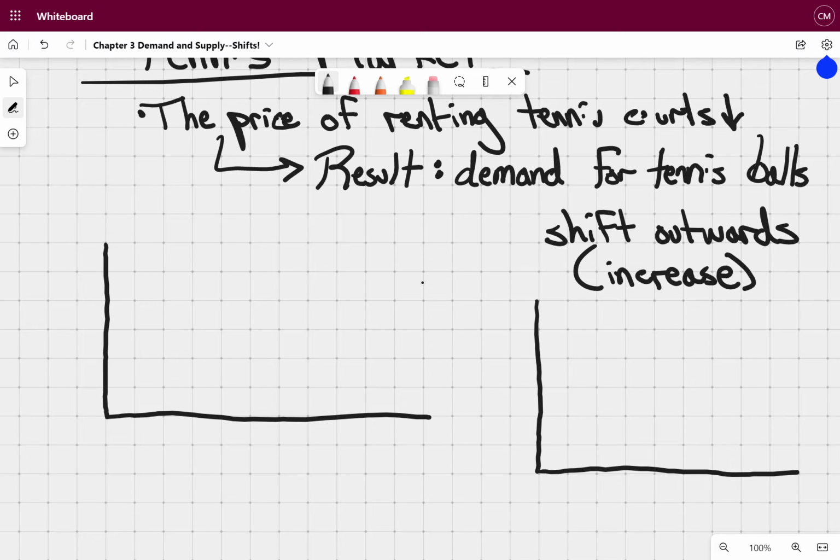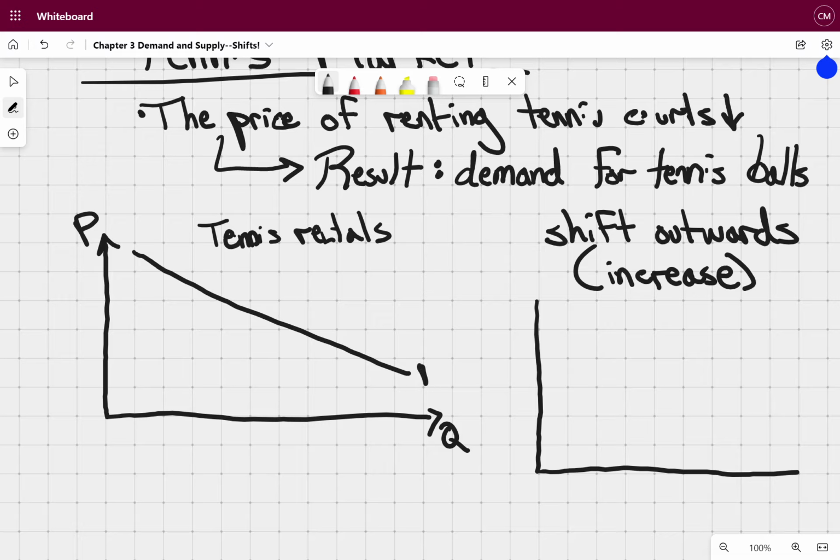So the first one we're going to have as tennis court rentals. Again, we've got our price, we've got our quantity. Have this be a downward sloping demand curve. And what are we told in the prompt? We're told the price of renting tennis courts has decreased. So is there any demand shift going on here? No, there's a movement along the demand curve.